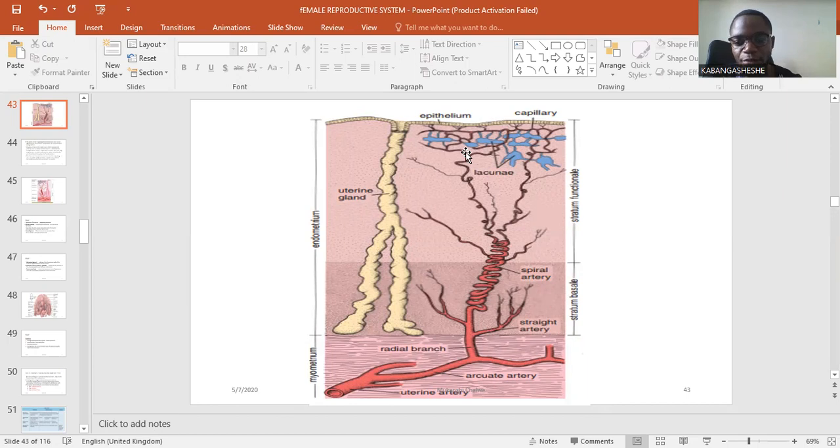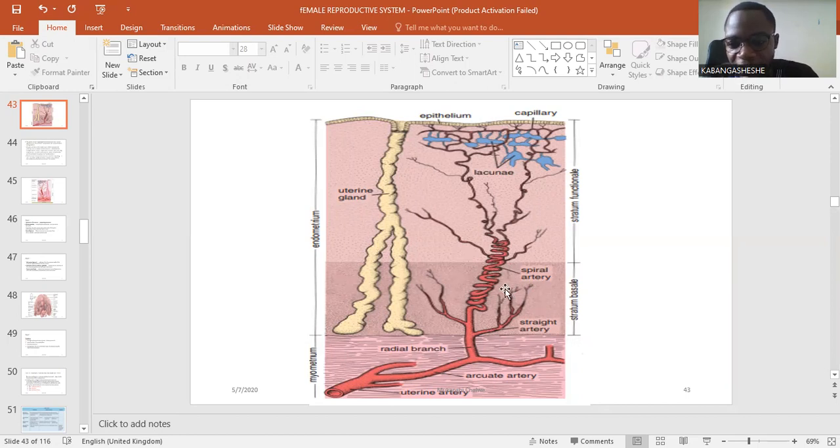So let's look at the functional layer. The functional layer is composed of 3 layers. Number 1, the epithelium, which is simple columnar epithelium, the stratum compactum, and the stratum spongosum, ending somewhere here. So this layer is the functional layer, and it is a layer that is lost during menses. During menses, the uterus sheds off. It is the functional layer that is shed off. It degenerates. It breaks away from the uterus. What remains during that process is the stratum basale.